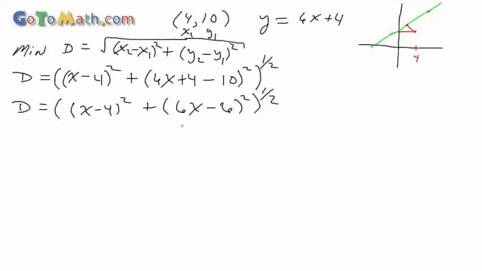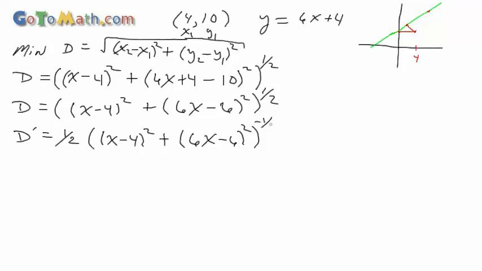Now let's take the derivative. So d prime is equal to: I'm going to take the half, bring it out front, and rewrite everything inside, x minus 4 quantity squared plus 6x minus 6 squared, and of course we subtract 1, so we have a negative half. Now we have to take the derivative of everything inside the parentheses, and that means the derivative of this first. I'm going to write a bracket over here, kind of separating this. So bring the 2 out front.